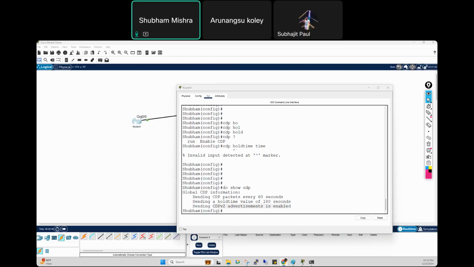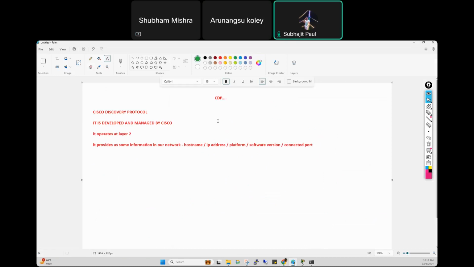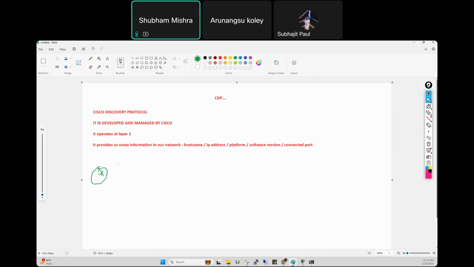Now, what do you mean by LLDP? Any idea? Yeah, Link Layer Discovery Protocol. Okay, LLDP, guys. I will just tell you something about LLDP, but nowadays we are not using LLDP too much. LLDP stands for Link Layer Discovery Protocol. What is the use of LLDP? LLDP also works at layer number 2, and it is almost the same as CDP.